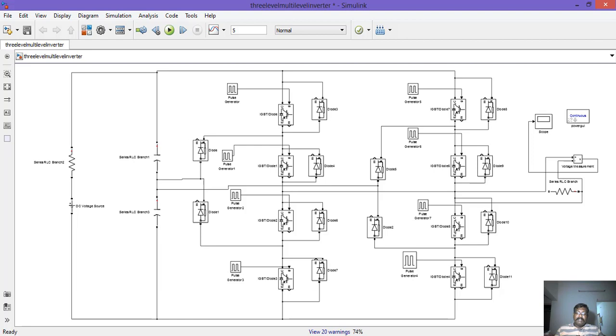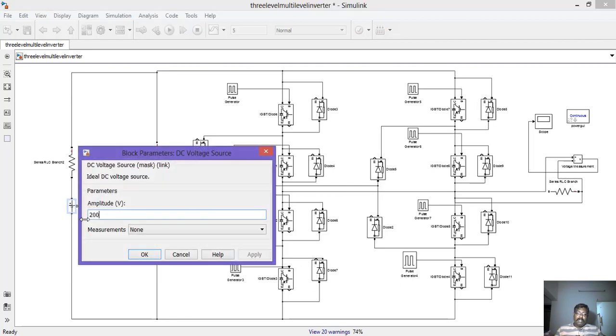Welcome. In today's video, we will see how to design and get the output for a 3-level multi-level inverter. Now, already I have configured the diagram. This is the way we need to connect the blocks. Next, I will go into the details of each block. This is a circuit diagram for our 3-level multi-level inverter.